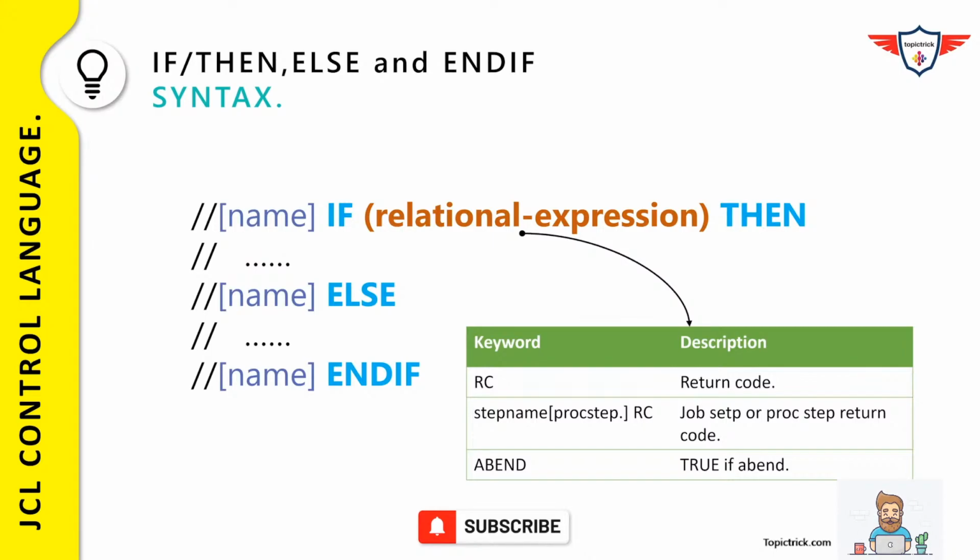And in order to specify the relational expression or condition in your IF-THEN-ELSE statement, you can use the keyword RC followed by an operator and then a specific value that you want to check. RC is generally used to specify the return code of a previous job step. And if you want to specify the return code issued by a specific job step or a procedure step, then you can use stepname.RC or procstep.RC.